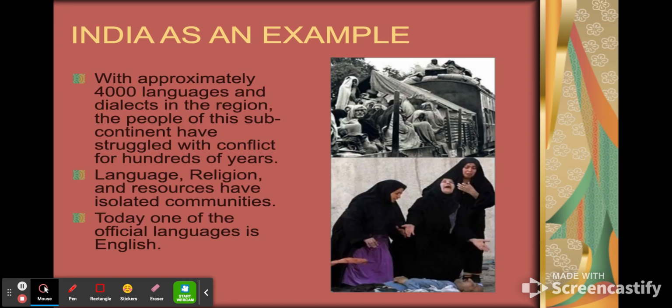India, as an example, with approximately 4,000 languages and dialects in the region, the people of this subcontinent have struggled with conflicts for hundreds of years. Language, religion, and resources have isolated communities. Today, one of the official languages is English.